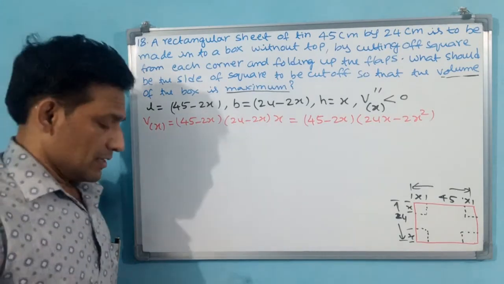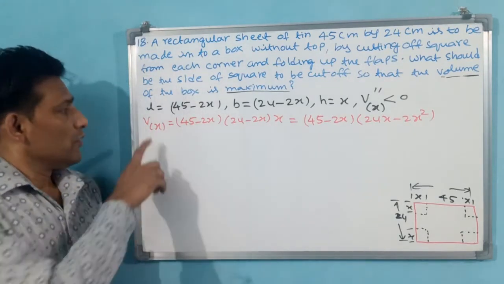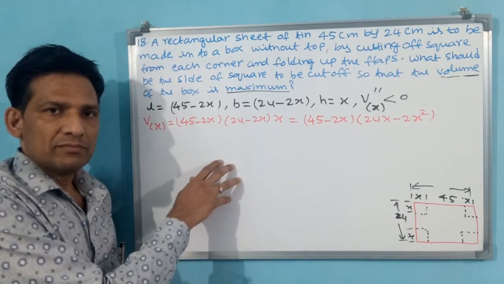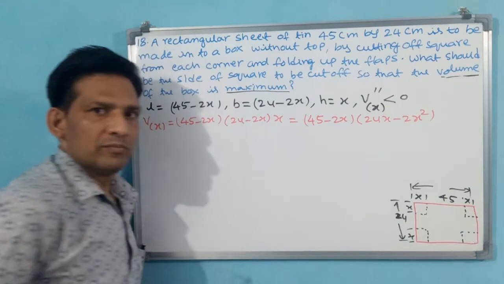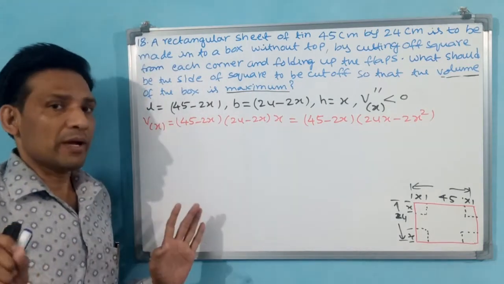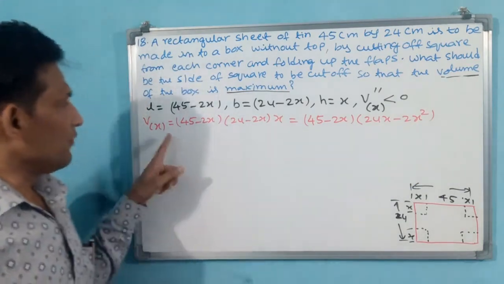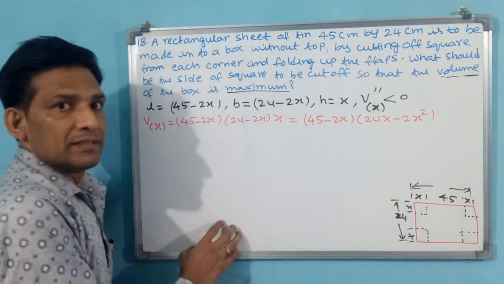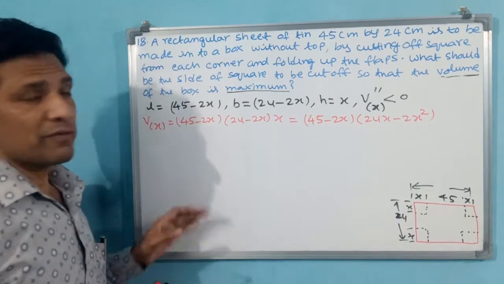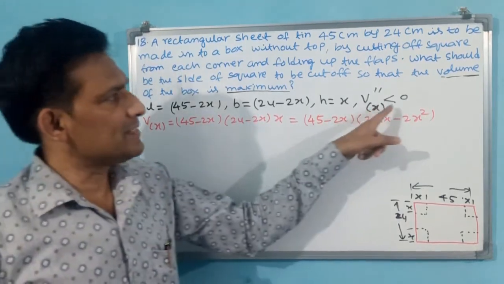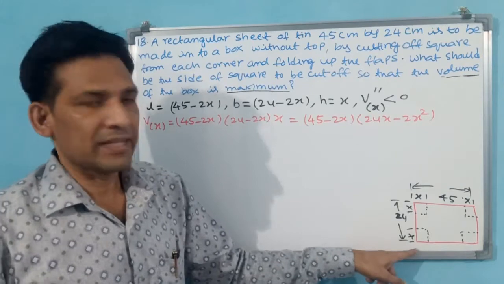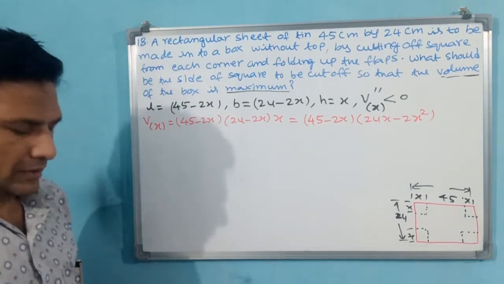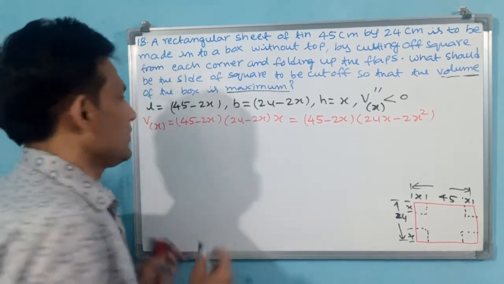What is our motto? First we will find V dash x and make it equal to 0. X values will come, 2 values may come. Keep them aside. Then find V double dash x and substitute the values. Whichever value gives less than 0, that will be the value of x. Why? Because the maximum value has to come.